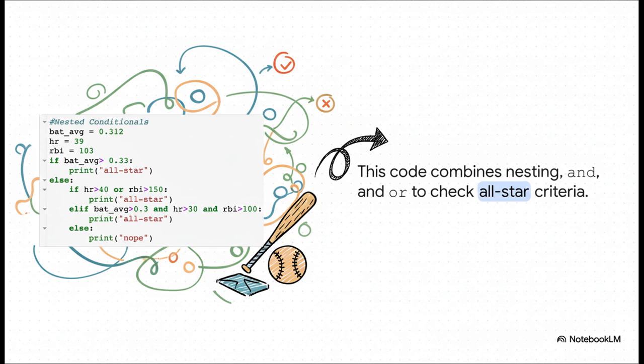And this one puts it all together. It's some pretty complex logic to figure out if a baseball player is an all-star. Let's walk through it. The first if check fails, so we drop into that big else block. Inside, we hit our nested check. Does the player have over 40 homers or over 150 RBIs? Nope. So we go to the elif. Now this one is strict. It uses and. It asks, is the batting average over .300? And are home runs over 30? And are RBIs over 100? All three of those have to be true. This is a perfect example of how you can translate real-world rules directly into code.